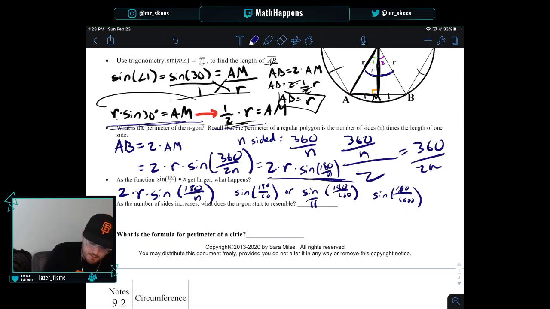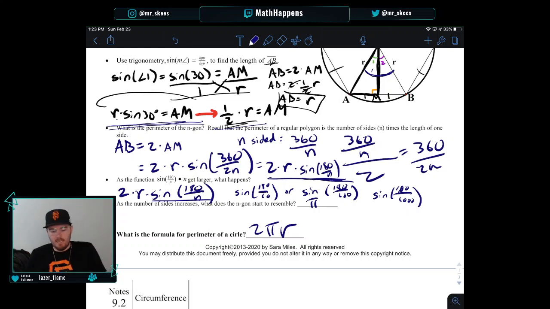So we just said that as n gets really, really big, that's just pi. 2 pi r. And that is the perimeter of a circle. 2 pi r. Maybe you knew that, maybe you didn't. 2 pi r.